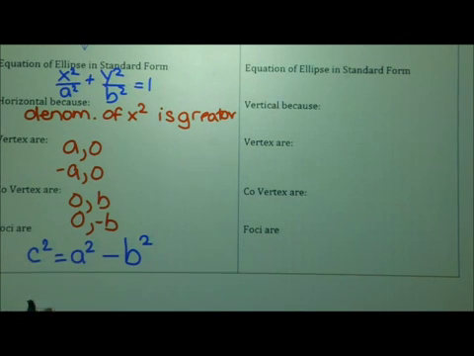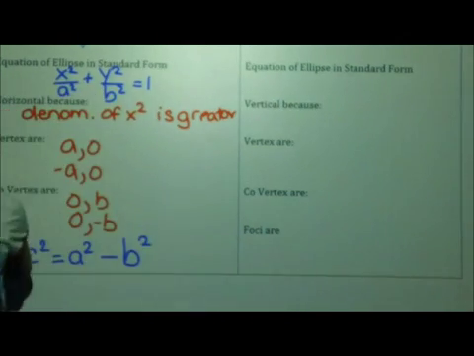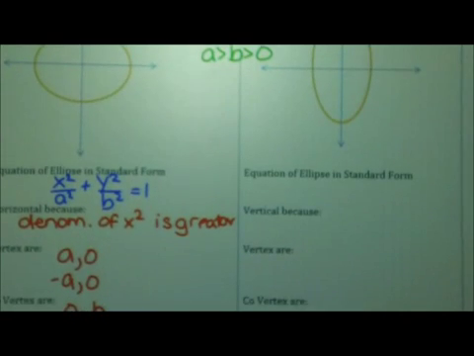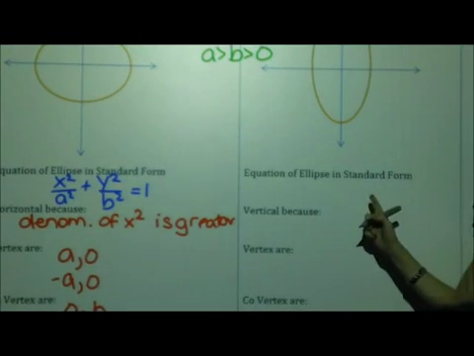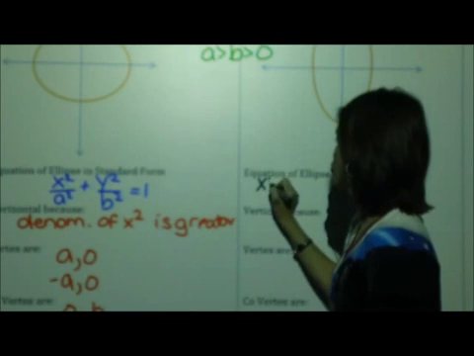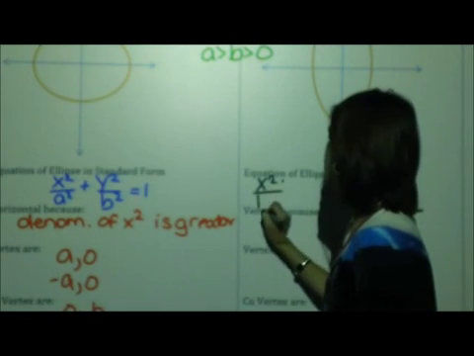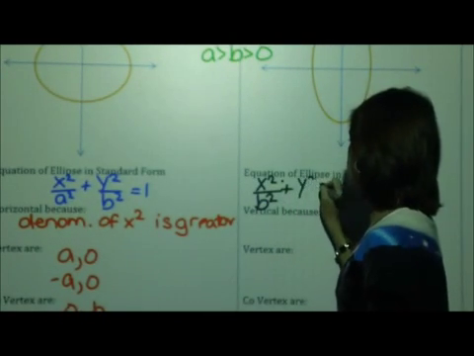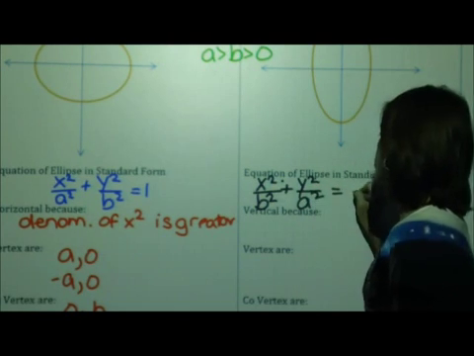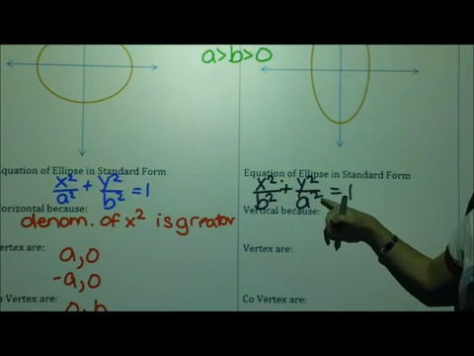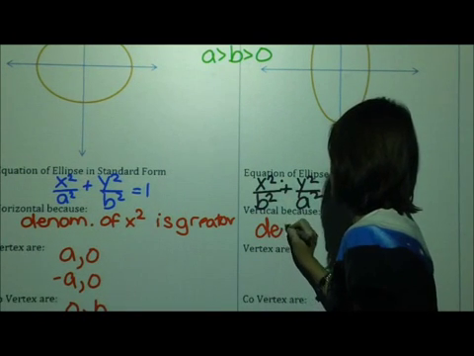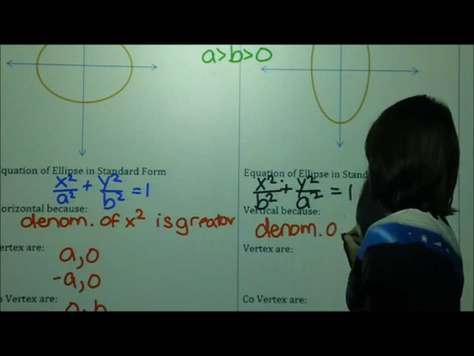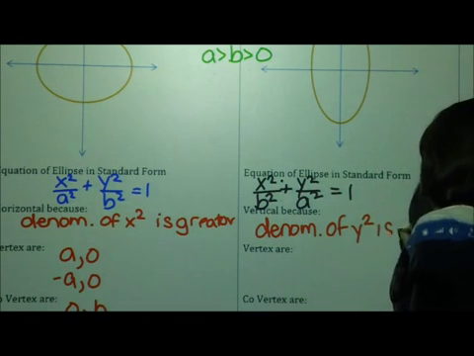Be really careful because the Pythagorean theorem says c squared equals a squared plus b squared. This is different. So the only difference between the horizontal and the vertical is going to be where a lies in the equation. So the equation in standard form, if it's a vertical major axis, is going to be x squared over b squared plus y squared over a squared equals 1. So the a squared, the denominator of the y squared, is greater.